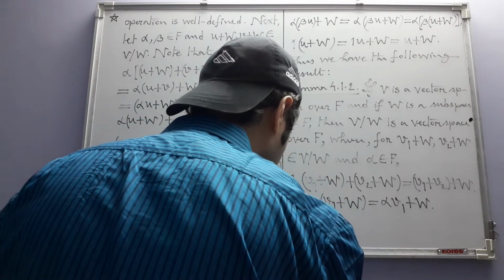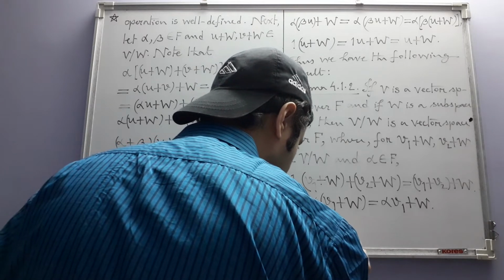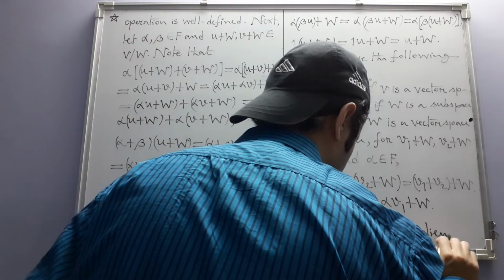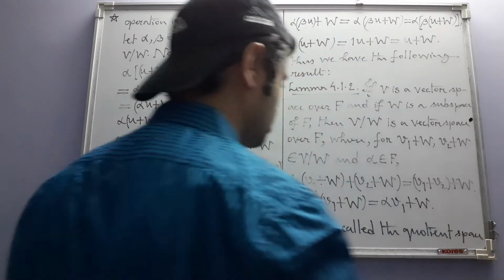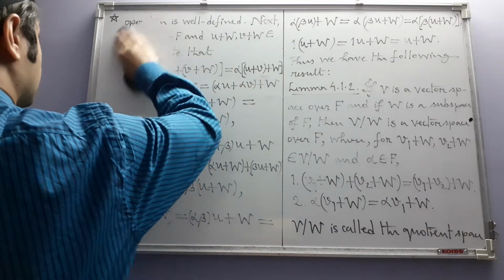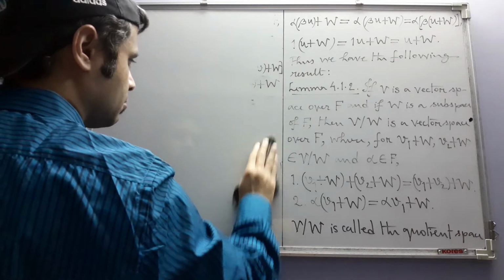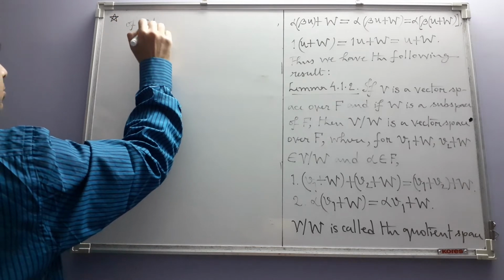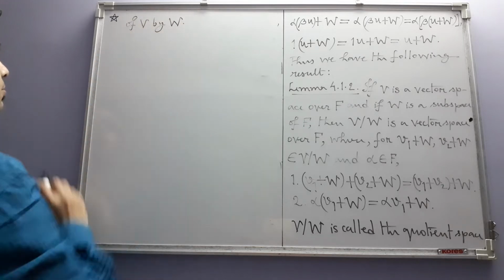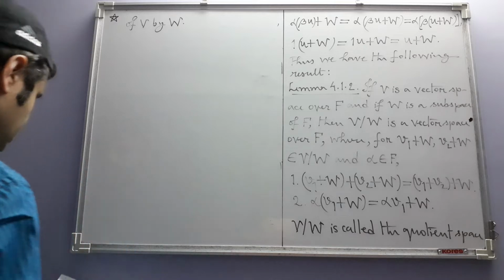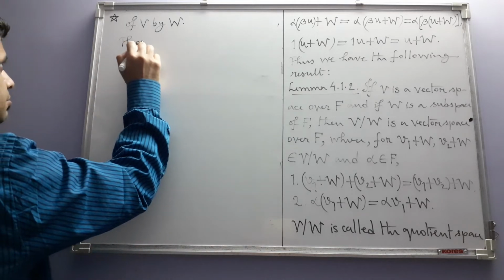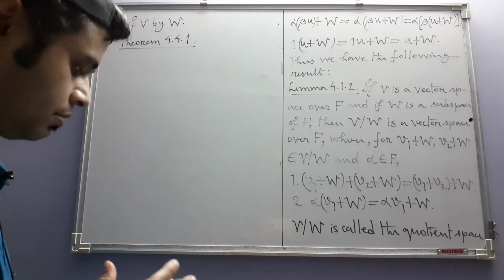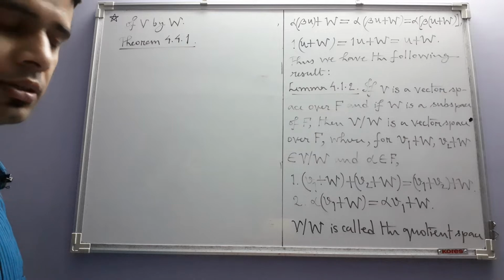Okay, so with these two operations, V by W is a vector space over F, and it has a name. This is called the quotient space of V by W. Then there are appropriate versions of homomorphism and isomorphism theorems for vector spaces, like how we had the things in case of groups and rings.